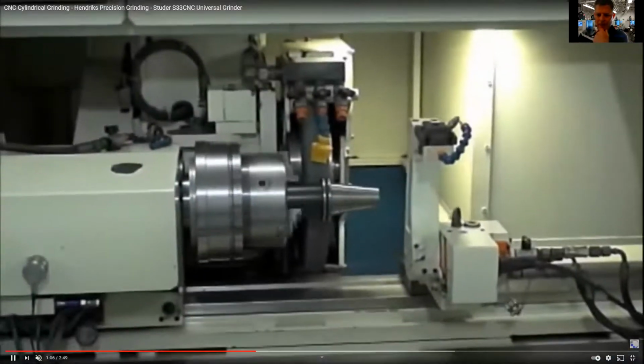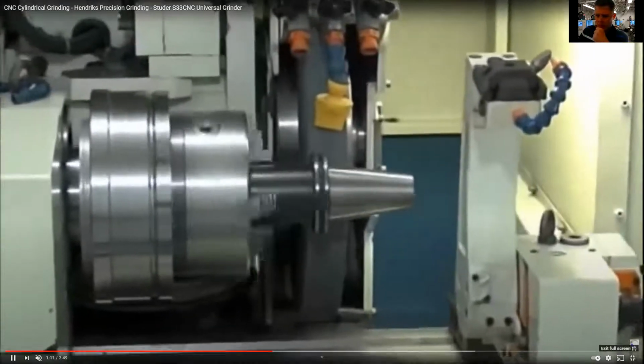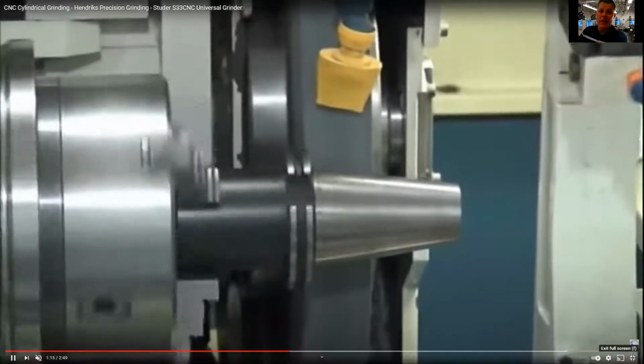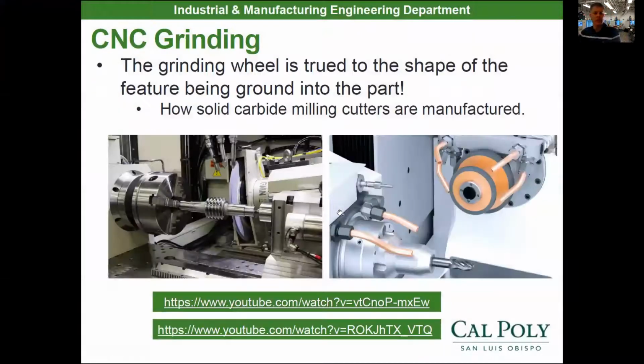Then they go to grind the outside diameter of that tool holder right there. So they're making tool holders with this grinder. They're hardened tool steel. You can't cut them any other way. You've got to grind them. So that's what grinding is all about.